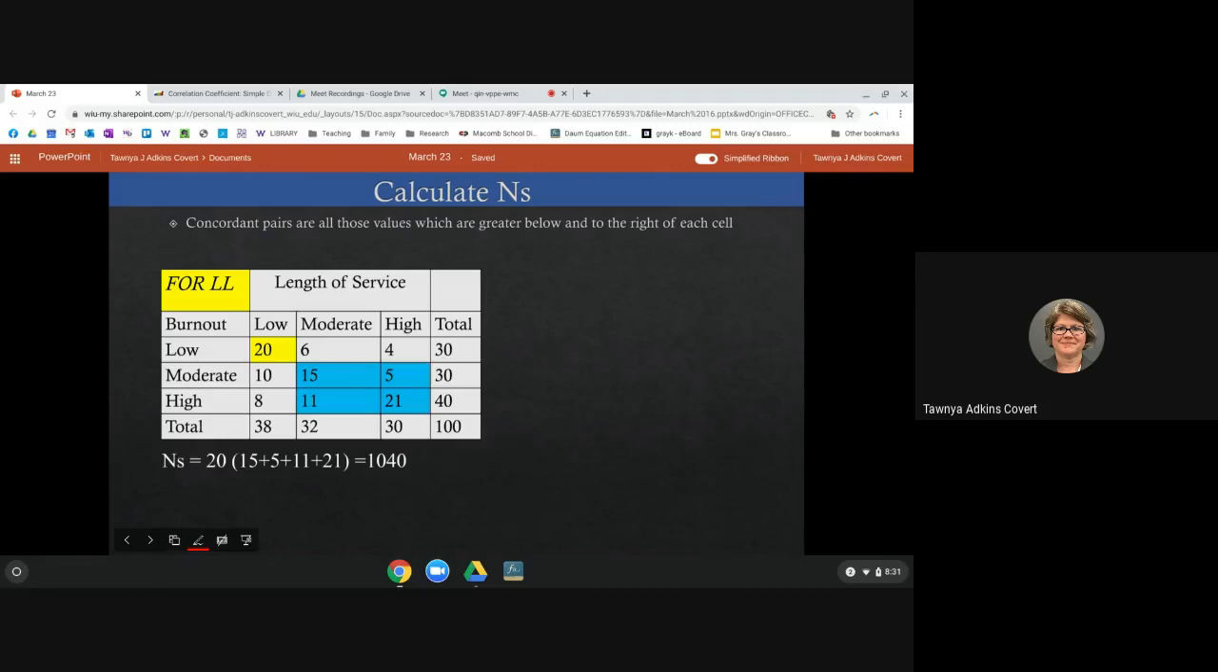Concordant pairs are all those values within the table that are below and to the right of each cell. So if we have low-low here, this is our cell, and we're going to talk about all the cells that come out from it, almost like a tree coming out from each one. We have 20 teachers who identified as having low length of service and low burnout level. So that value goes in here for calculating our concordant pairs, multiplied by all of those that are below and to the right of it in the table on both dimensions. None of the cells that are low are included; they're not shaded. So we have 20, and then we're going to sum these concordant pairs, and we end up with 20 multiplied by 15.